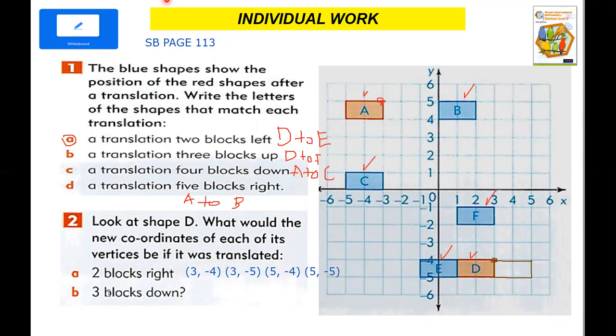How about if 3 blocks down? So let's try it. Let's use here. Remember, there is also -7 and -8 here. So let's move this. 1, 2, 3. Of course it will be here, and here, and here. So let's draw. So what are the new points? You can just add all of this.